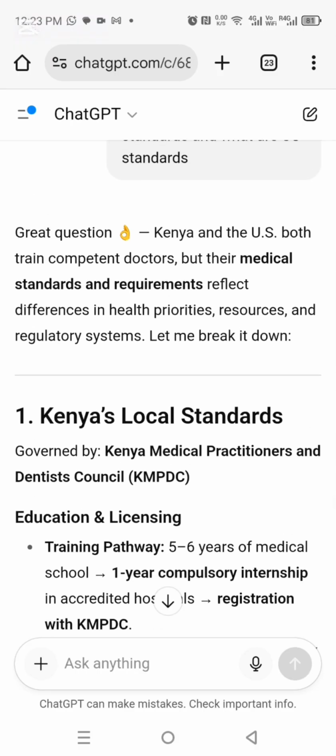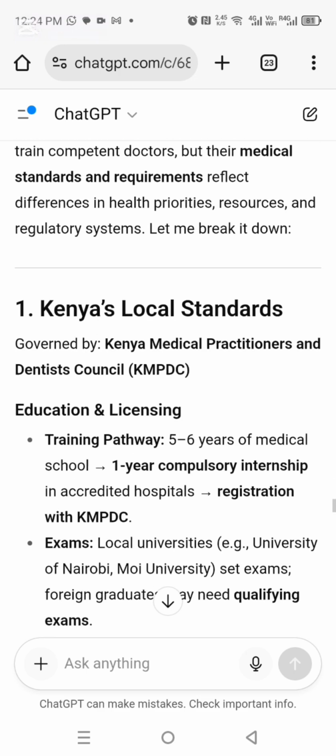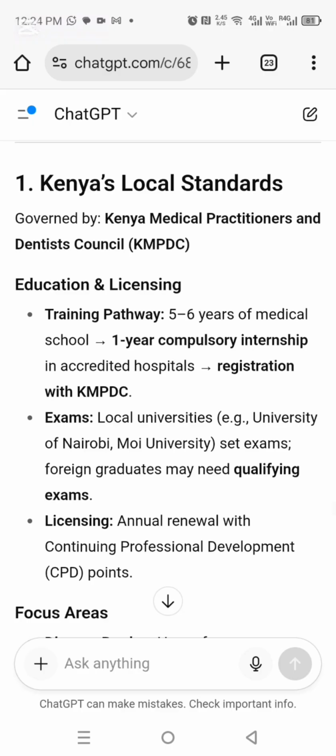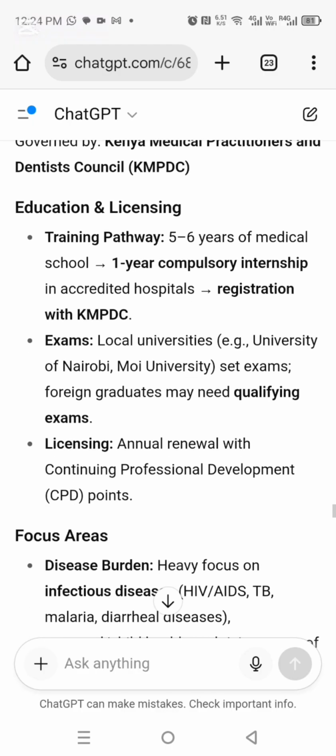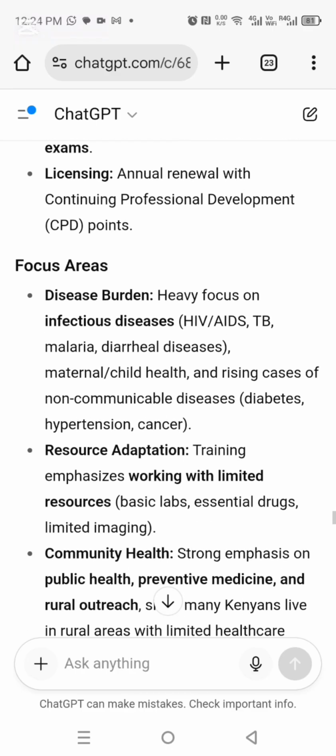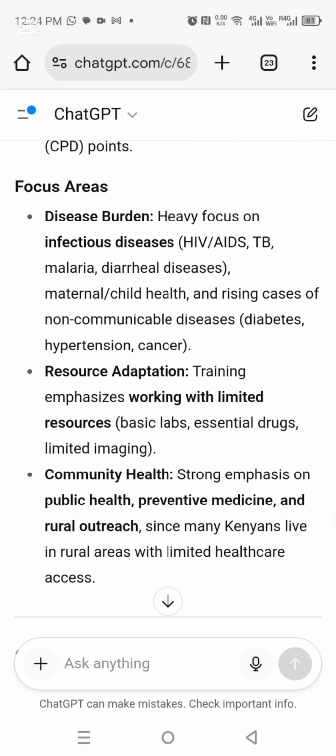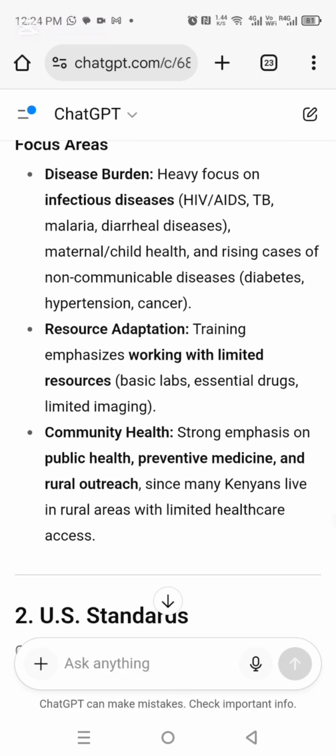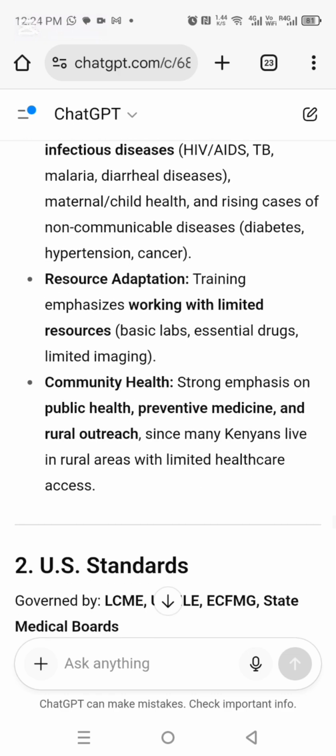Great question. So Kenya and the US both train competent doctors, but their medical standards and requirements reflect differences in health priorities, resources, and regulatory systems. Let me break it down. Kenya's local standards, governed by KMPDC. Education and licensing, training pathway: 5 to 6 years of medical school, 1 year compulsory internship in accredited hospitals, registration with KMPDC, so exams, and then there's the licensing. The focus areas, disease burden: heavy focus on infectious disease, HIV, AIDS, TB, malaria, diarrheal diseases, maternal and child health, and rising cases of non-communicable diseases, diabetes, hypertension, cancer.